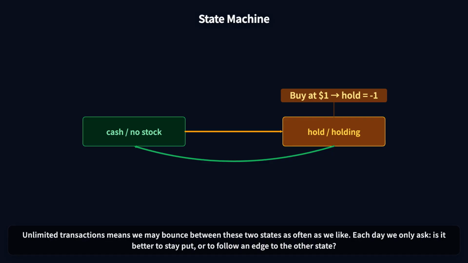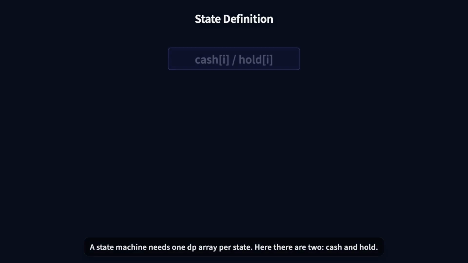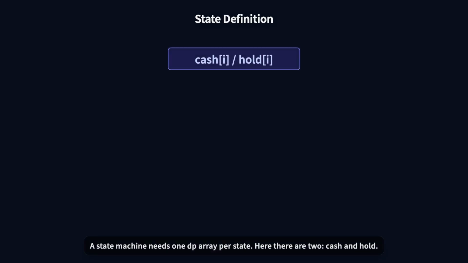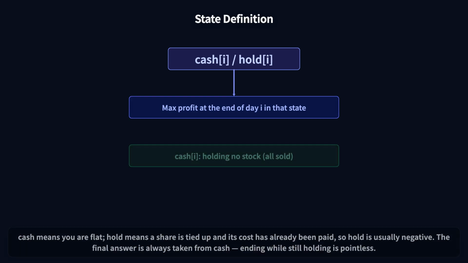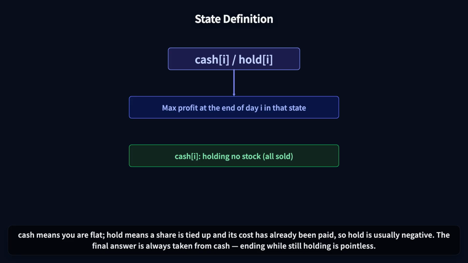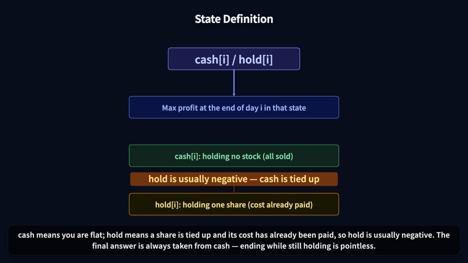Unlimited transactions means we may bounce between these two states as often as we like. Each day we only ask, is it better to stay put or to follow an edge to the other state? The state machine needs one DP array per state. Here there are two, cash and hold. Their meaning: the maximum profit achievable at the end of day i while being in that state. Cash means you are flat. Hold means a share is tied up, and its cost has already been paid, so hold is usually negative. The final answer is always taken from cash. Ending while still holding is pointless.